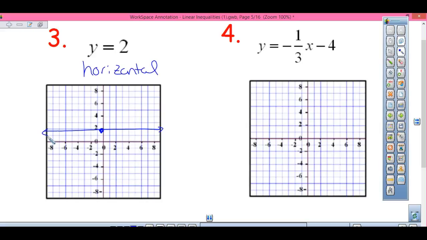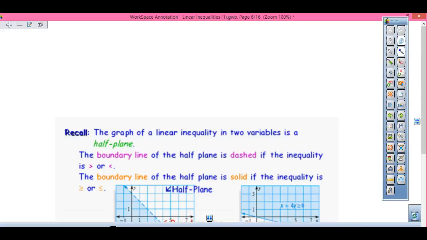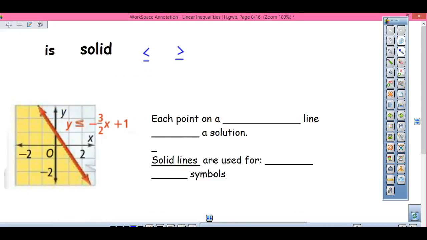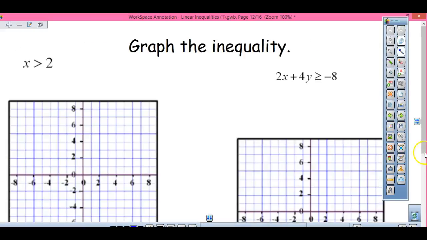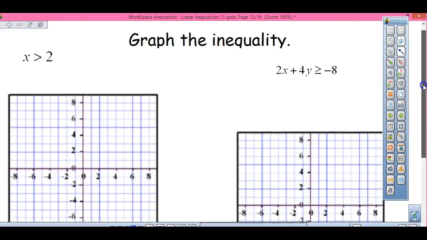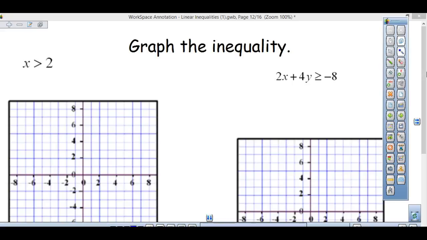In number 4, what's my starting point? Negative 4. And according to my slope, what do I have to do? Good job. See, we're getting pretty good at these. And then we've got, ooh, that was a bad one. Brutal. All right. So now I want you to flip to where it says x is greater than 2. It's the back side.